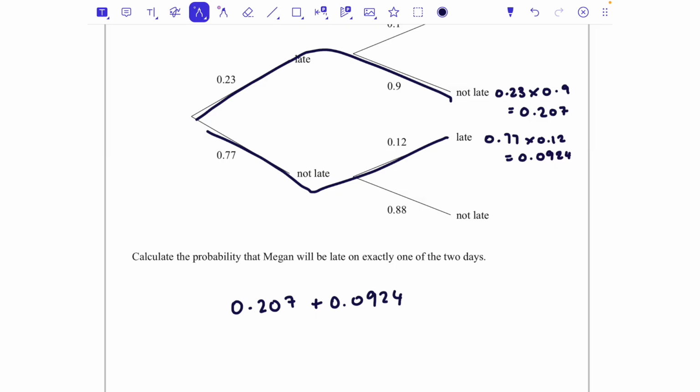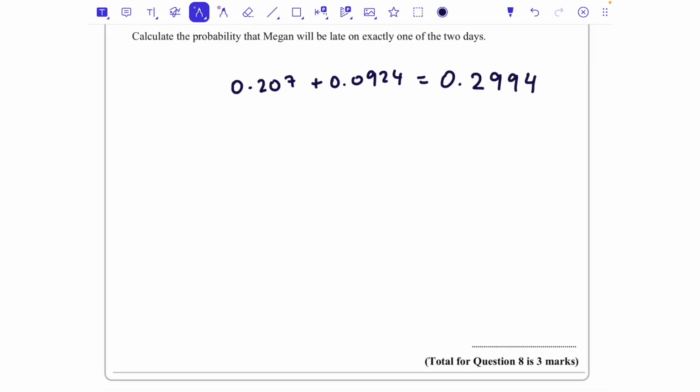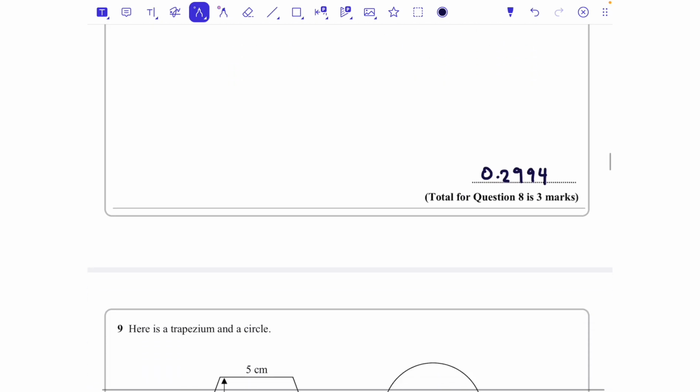All we then want to do to get the total probability of either of those things is to add those probabilities together. So add 0.207 to that value, and we get 0.2994. There we go. I've not been told to round it. That's the whole answer, so I'm just going to put all of that on the answer line. 0.2994 is your total probability that she would be late on exactly one of the 2 days.